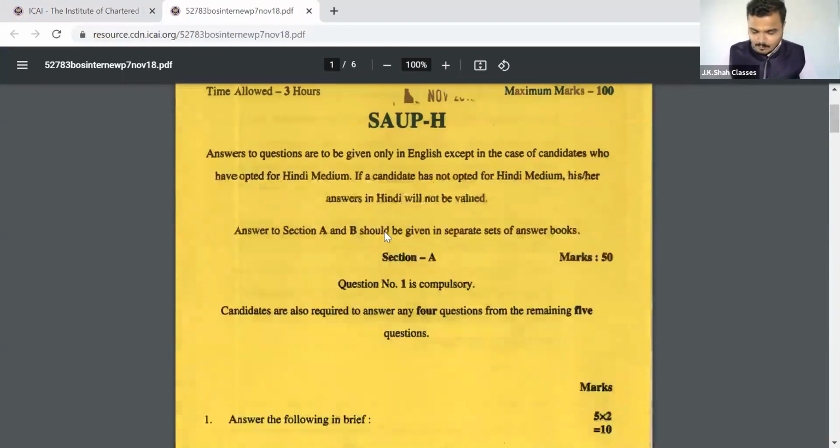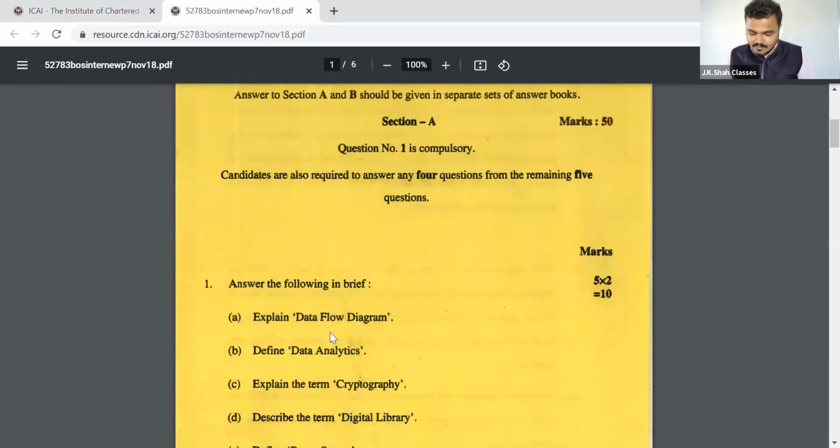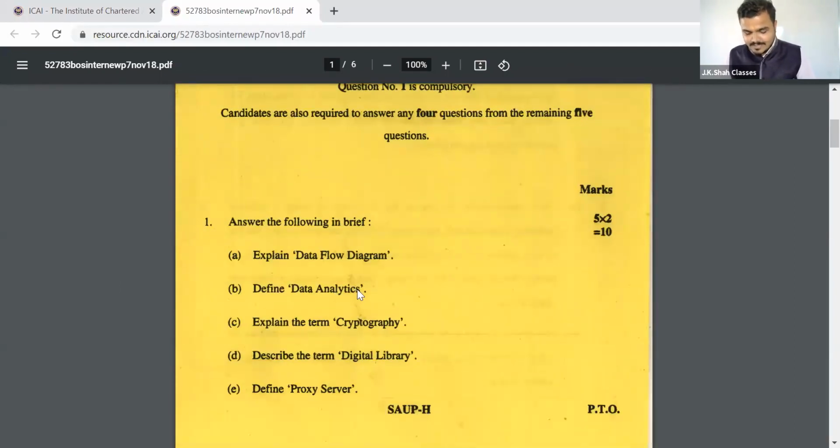Yes, sir. Not only this, my dear chartered, but one more paper you have to consider right now, that is of November. Please concentrate over here, okay? Yes, sir. Data analytics, we had studied. Yes, sir. Chapter number 2. Proxy server from chapter number 5.